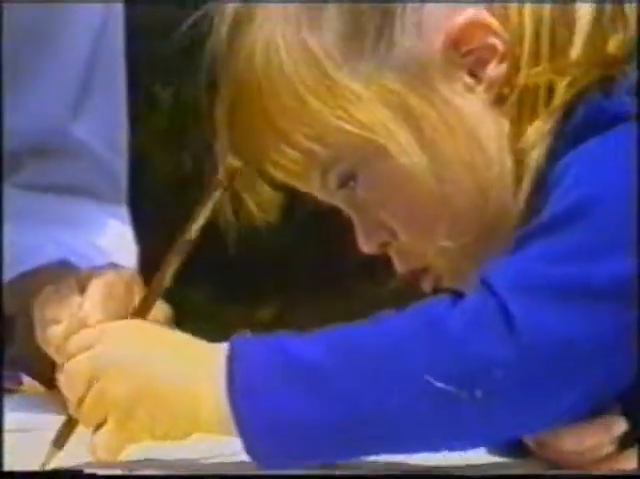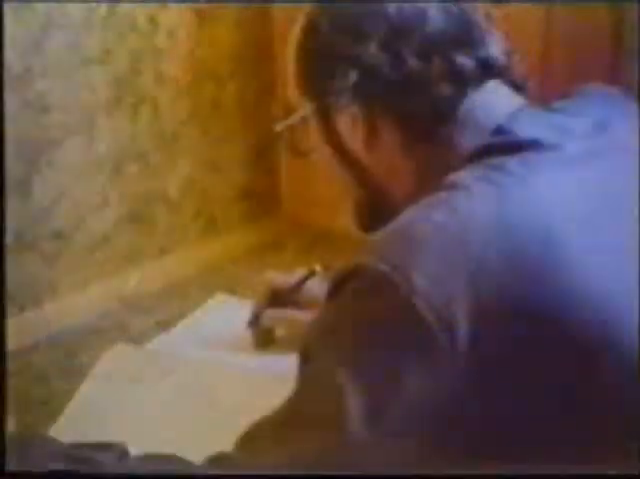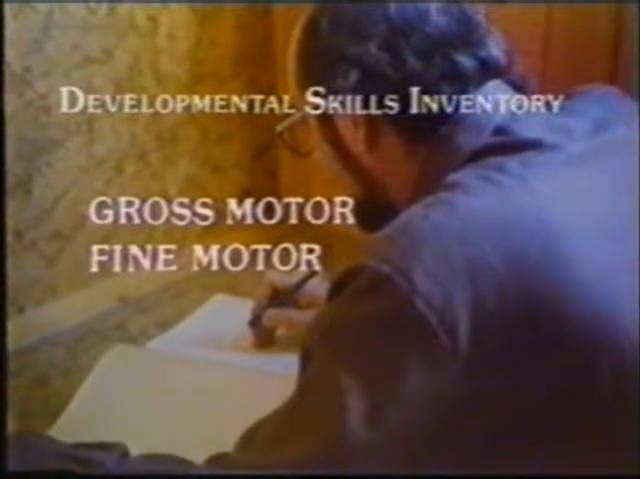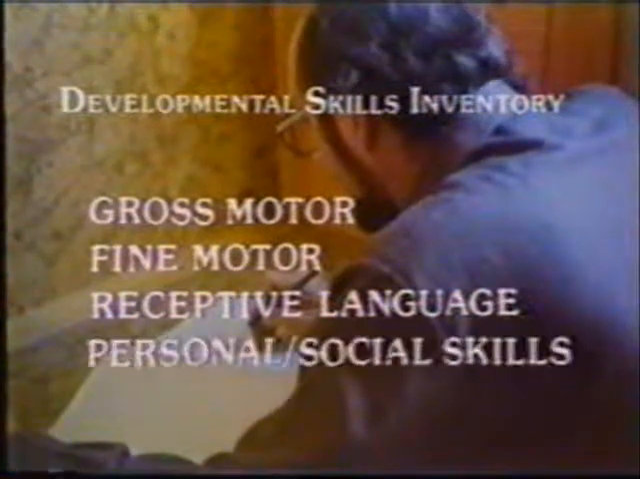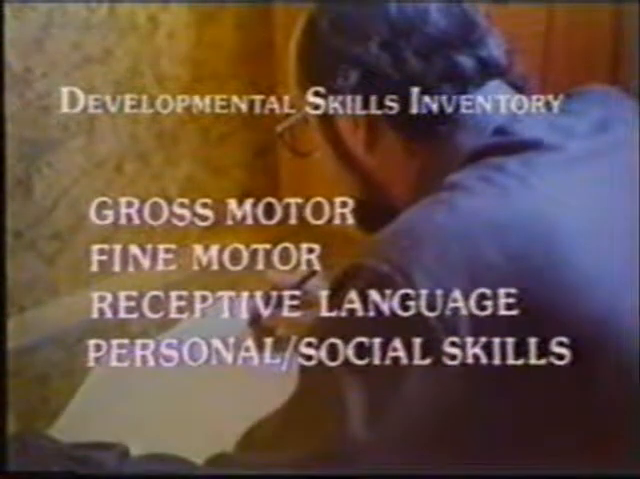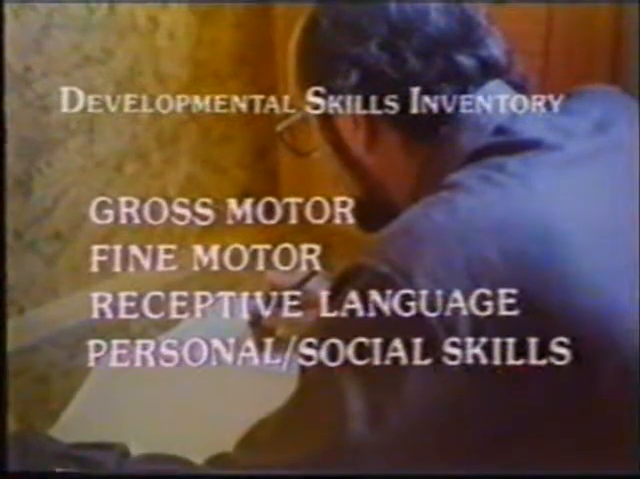Let's look now at how to plan your assessment. You will need the Developmental Skills Inventory. This is the checklist of basic skills in Part 3 of your Small Steps manual. Here, the skills to be assessed are grouped in subject areas: gross motor, fine motor, receptive language, and personal social skills. Communication skills are assessed in a different way, which we will discuss later in this series.